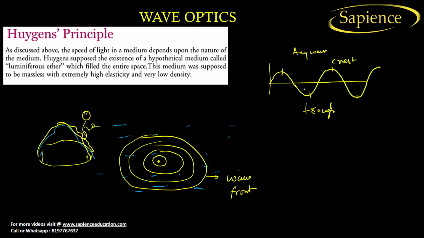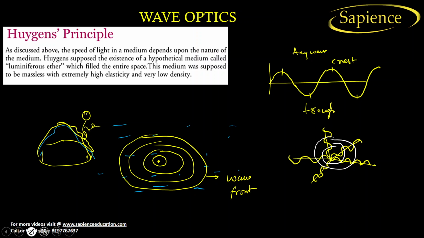Now what will happen? If this is a point source, it will create a wave in each and every direction, and each wave has a crest and trough. When you take a common tangent to each and every crest or trough, you will find a circular shape. So this is known as a wavefront.